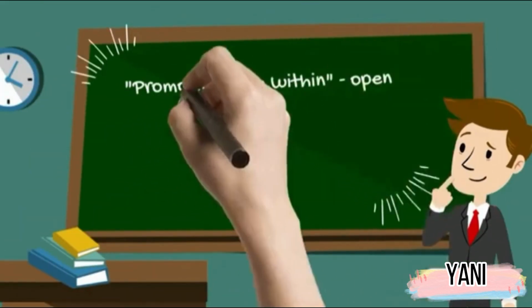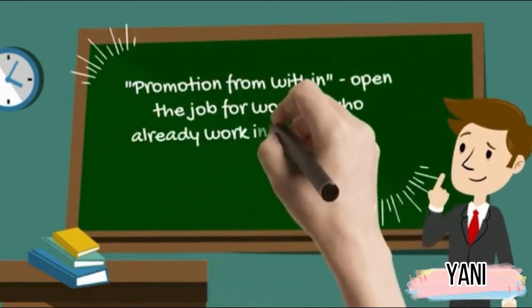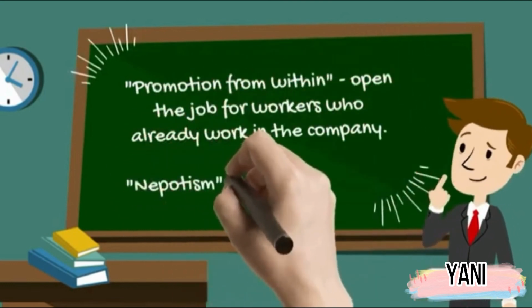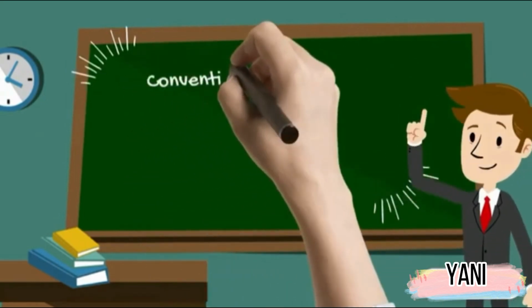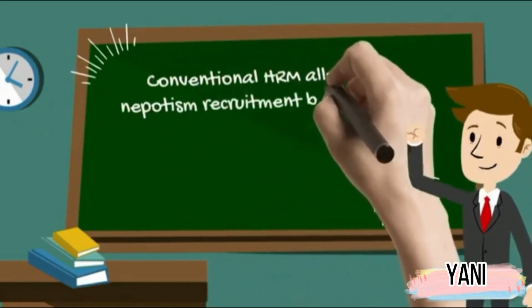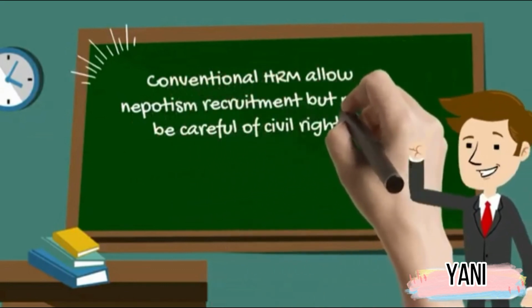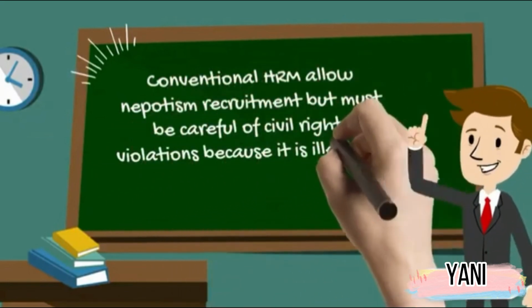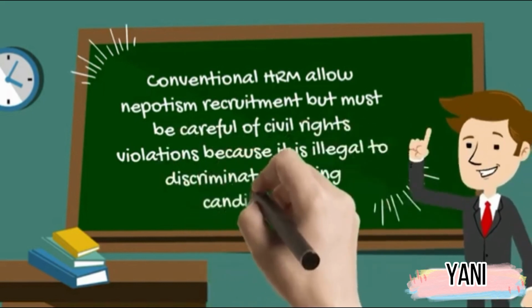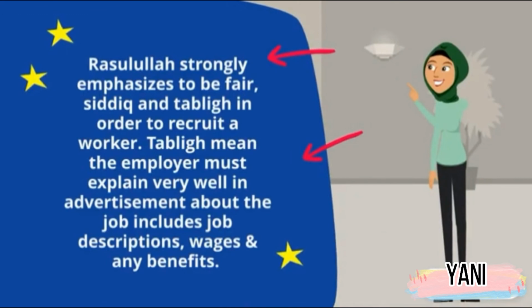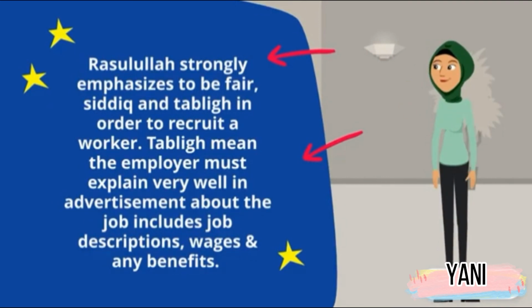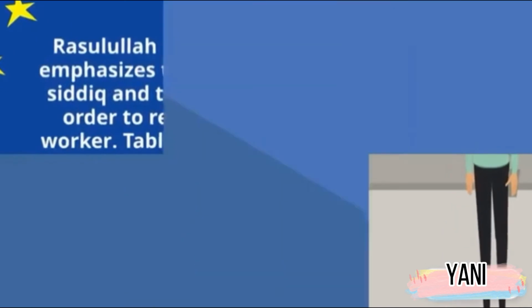Promotion from within opens the job to workers who already work in the company, and nepotism is the hiring of relatives. Conventional HRM allows nepotism in recruitment but must be careful of civil rights violations because it is illegal to discriminate in hiring candidates. Rasulullah strongly emphasized to be fair, siddiq and tabligh in order to recruit a worker. Tabligh means the employer must explain very well in the advertisement about the job, including job description, wage and any benefits.